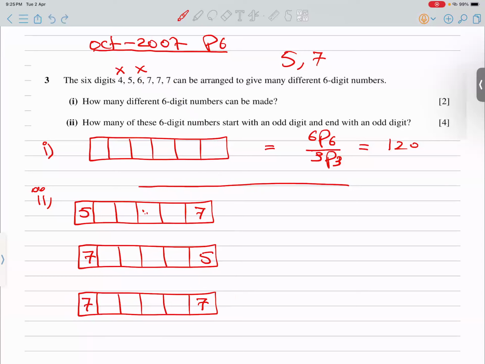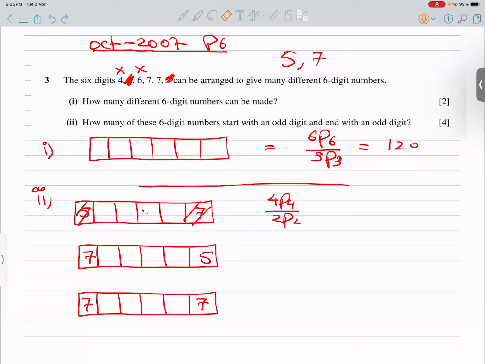When I block 5 here, this is called blocking. And I block 7 here. So these digits are not available anymore: 5 I erased, 7 I erased. What is available now, check it: 4, 6 and double 7. So available here are 4, 6 and double 7. So 4P4 divided by 2P2. You ask why 2P2? Because only 2 digits are repeating.